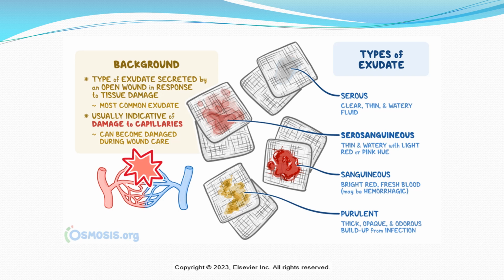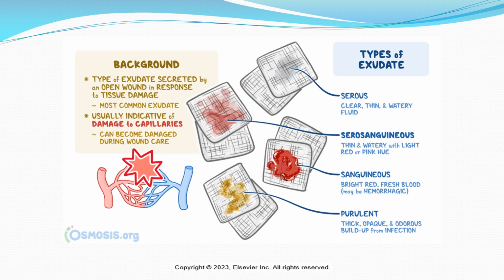The worst one out of all of these, maybe not the worst one, but one that you really need to be aware of for sure, is this purulent type exudate or drainage. Again, that thick, opaque, odorous buildup. This is typically associated with infection. So if you see this type of drainage, you're probably also going to be assessing the limb. It's probably going to be bright red. It's going to look inflamed. It's going to look like it's infected.